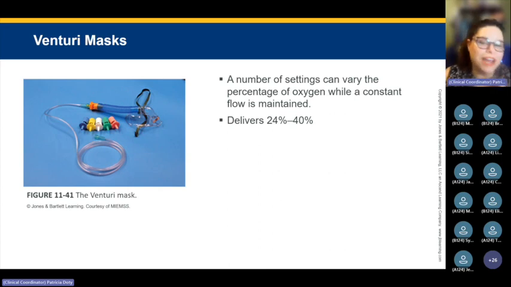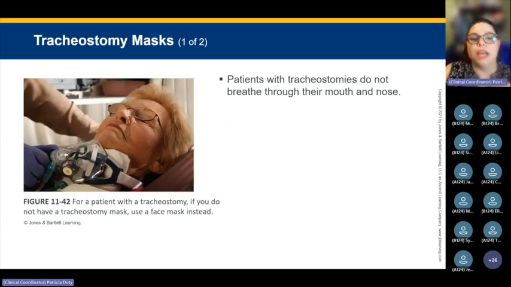So the Venturi mask has a lot of different attachments, but it's going to maintain that constant flow of oxygen, and it's going to deliver between 24 to 40% of oxygen. Now we have patients with trachs or tracheostomies. They don't breathe through their mouth or their nose. They're going to breathe literally through their tracheostomy.